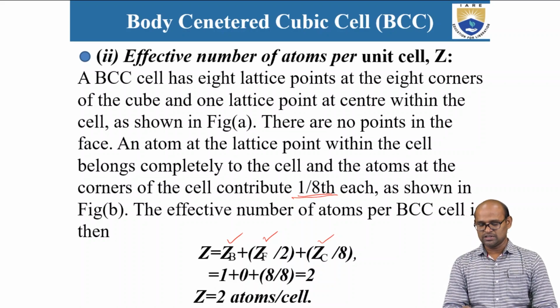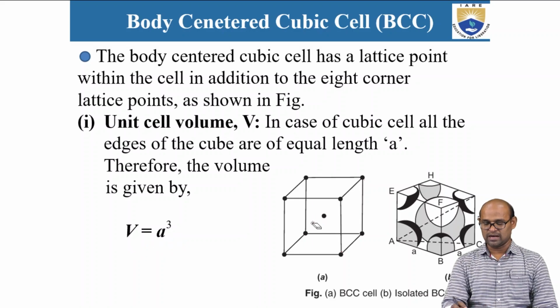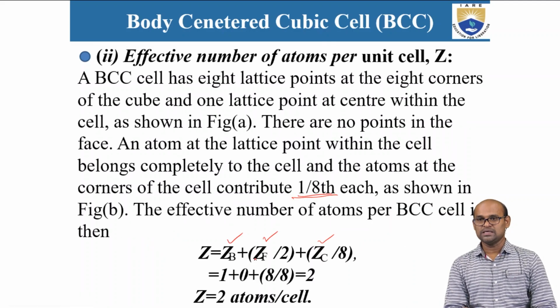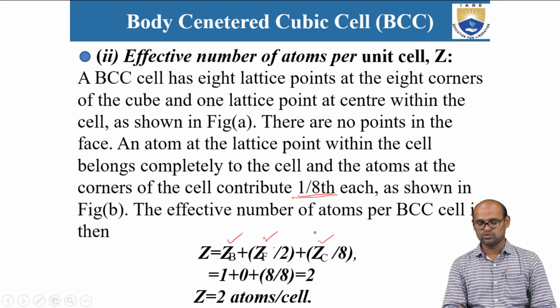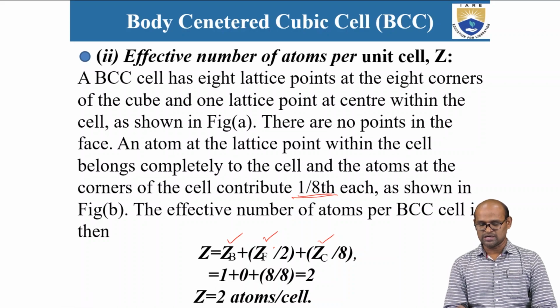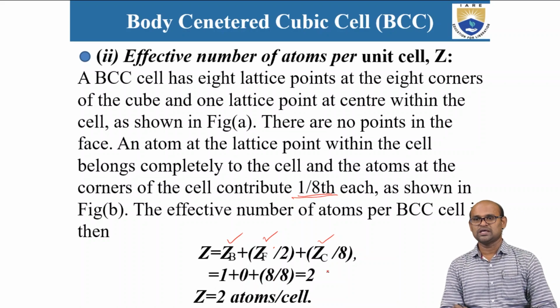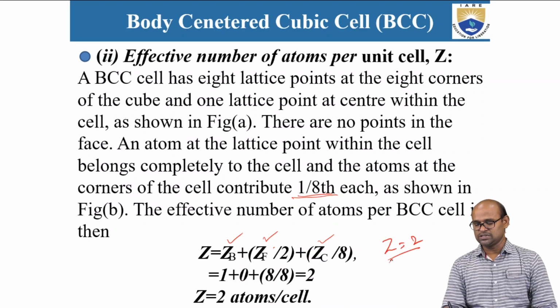Okay, so now for this BCC cell, as we have seen, there is one body centered atom, so that is why it is going to contribute all. So there is one body centered atom, right? So that is 1, plus there are no atoms in the faces. So faces don't have any atoms. So ZF is 0. And corners, there are 8 atoms at 8 corners, and each atom is contributing 1/8 to each unit cell. So 1/8 into 8, right? So 1 plus 0 plus 8 by 8, that is 2. So number of atoms per unit cell for BCC is 2. So Z is equal to 2 for BCC unit cell.